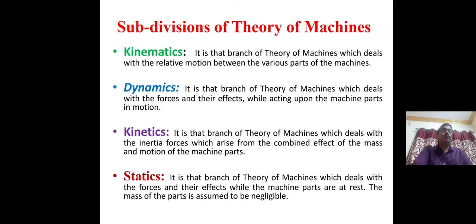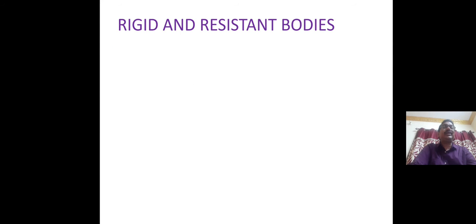Statics is the branch of theory of machines which deals with the forces and their effects while the machine parts are at rest. The machine parts are at rest, so the mass of the parts is assumed to be negligible. The mass is not considered, then it is called statics. So now we are going to discuss kinetics of machinery.